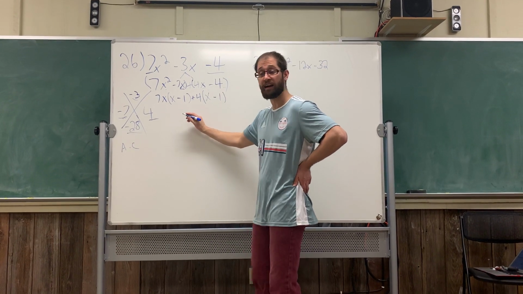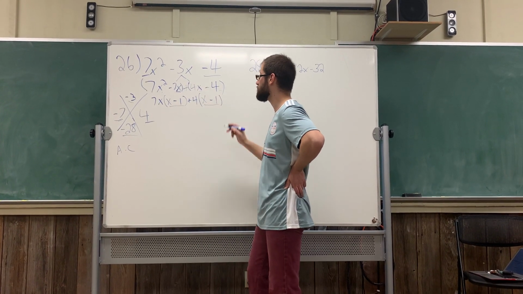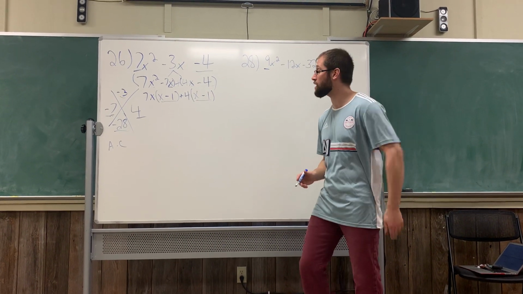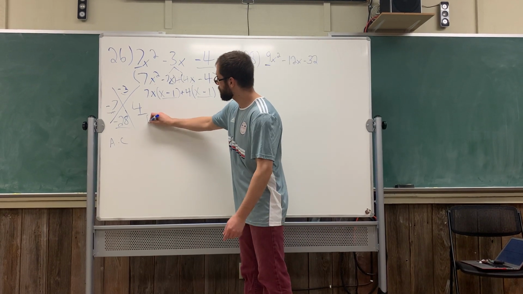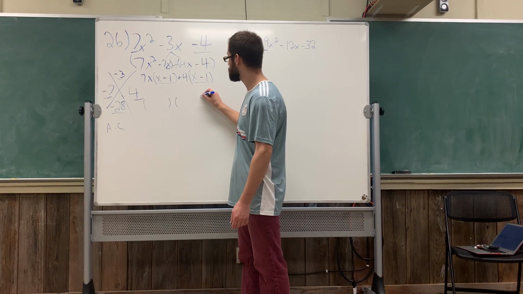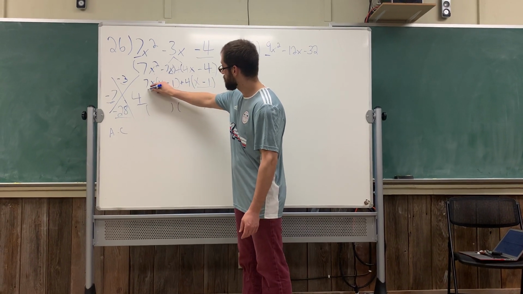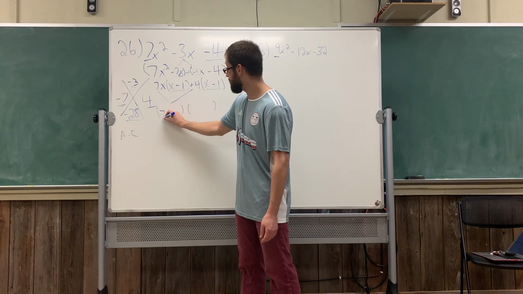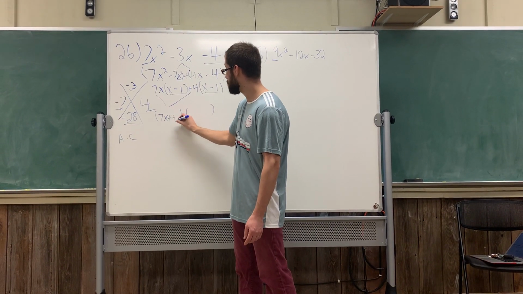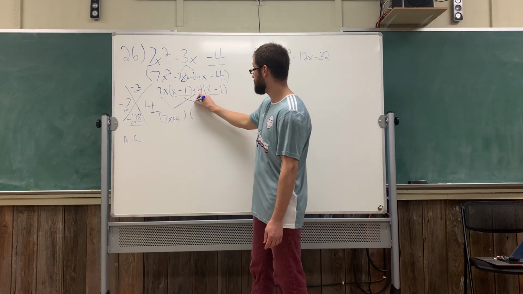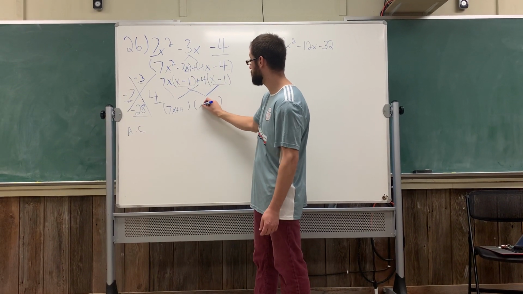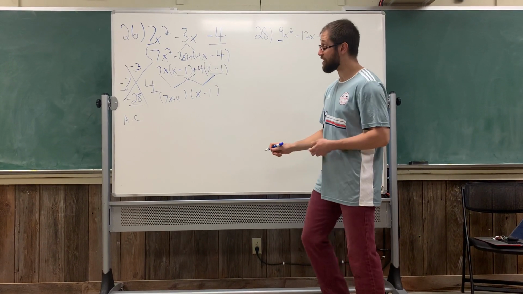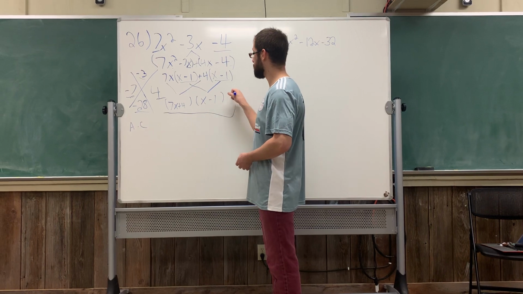Here's my next quick check. Now that I've done this, these have to be the same, right? X minus 1 and x minus 1, they're the same. Below here I'm going to draw two parentheses. My greatest common factors, 7x plus 4, go here. And x minus 1 goes here. And that is my factored form.